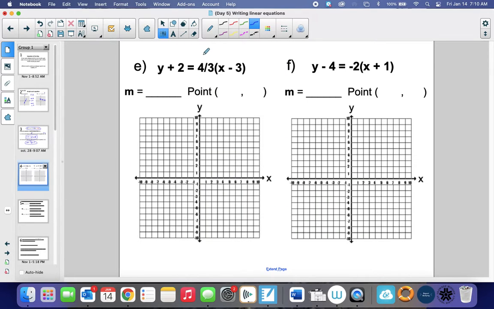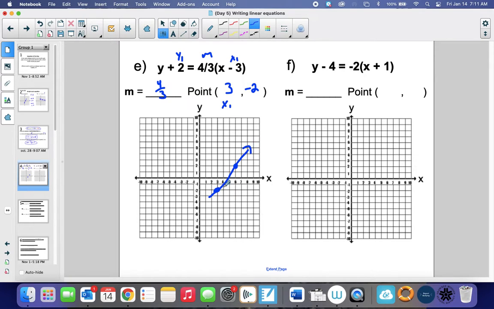This one is the opposite, so my m is still 4 over 3, and then when you pull out the point, remember you change the sign. So this was a negative 3, so when I plug it in, I'm going to do a positive 3, and my y1 was a positive 2, so I make it a negative 2. Then I start with the point, so I go to 3, negative 2, and put a point, and then my slope from there is 4 over 3, so I count 1, 2, 3, 4 up, and 1, 2, 3 to the right, because it is positive. And then you can do that again.